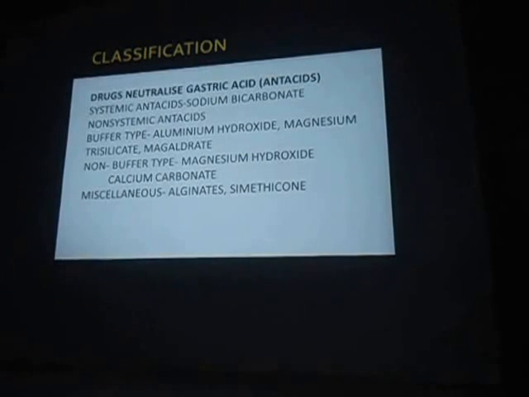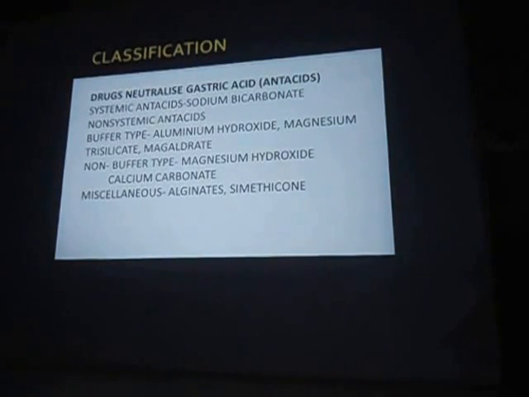Drugs which neutralize the gastric acid, that is antacids: systemic antacids and non-systemic antacids. In non-systemic we have buffer type and non-buffer type. In miscellaneous we have alginates, simethicone. Okay.